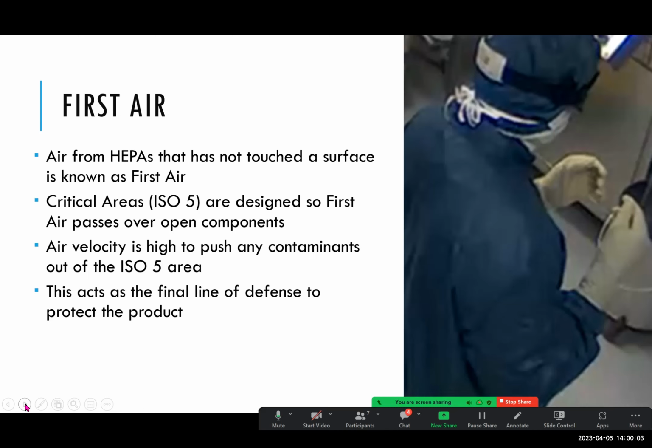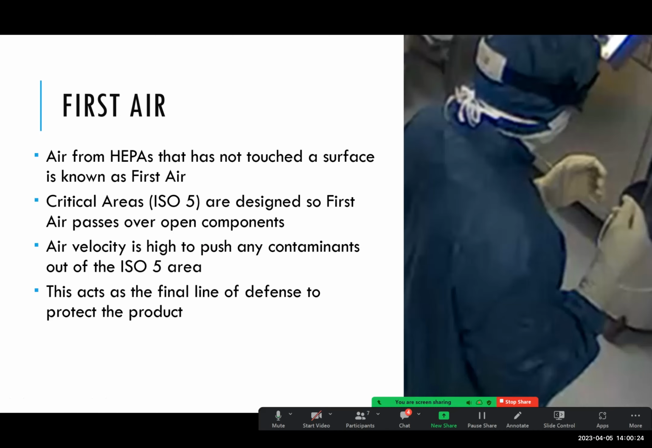We use our fingertips to push buttons. We use our fingertips to do interventions. So we want our fingertips to be the cleanest part on our person when we're in the clean room. And the ISO 5 areas are designed so that first air passes over those components.